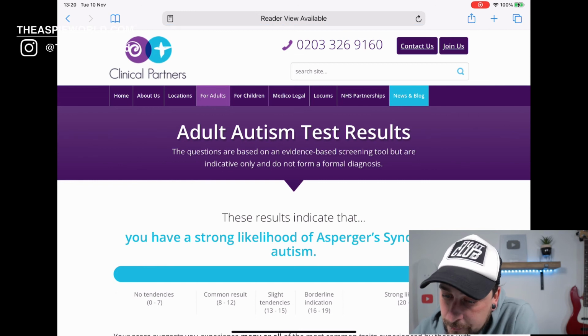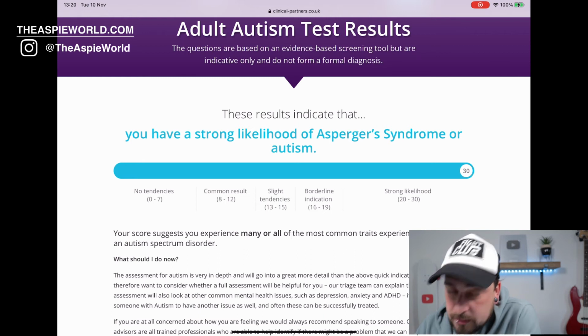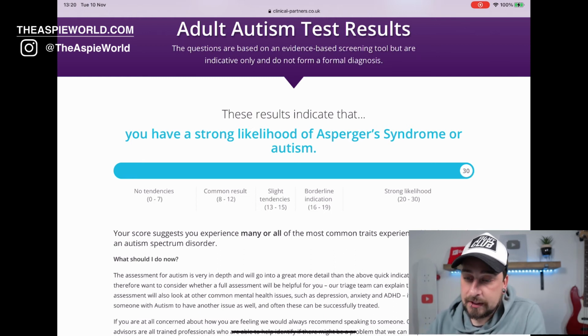Okay, so here we go. Here's the results, the adult autism test results. These test results indicate you have a strong likelihood of Asperger's syndrome or autism, which is basically the same thing. So basically it looks like this.